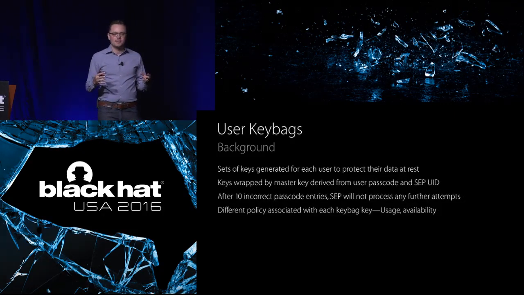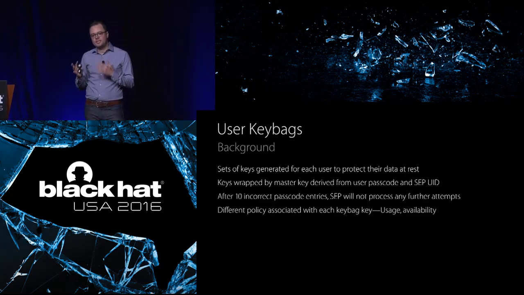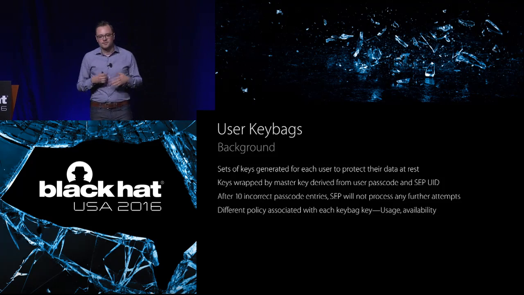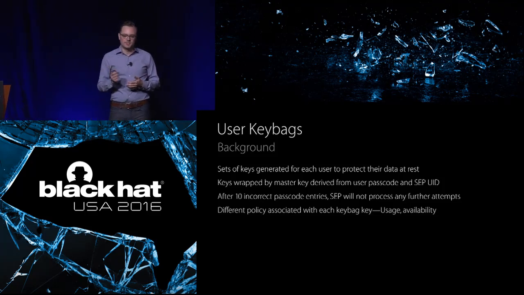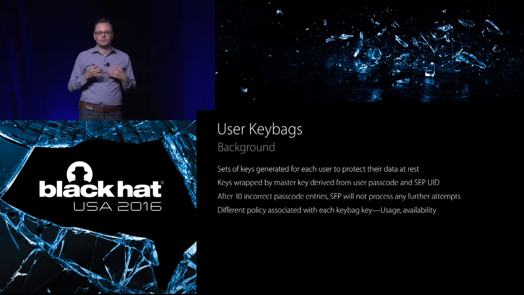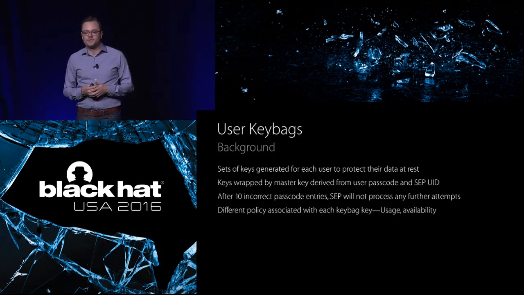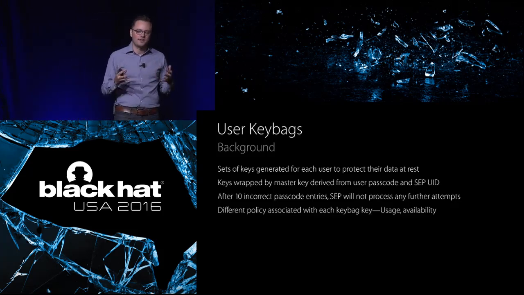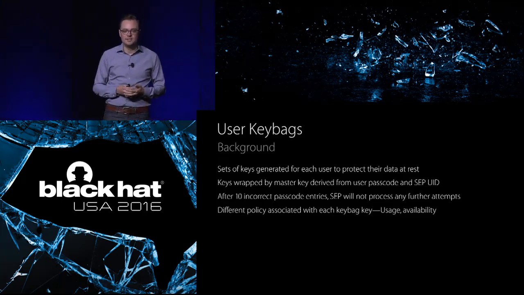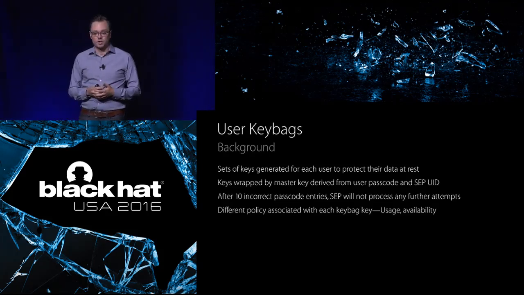Now that we have the UID key, that forms the root device key that will be used in deriving all the rest of the keys. And when it comes to keys that are actually used to directly protect user data, we group them in what we call user key bags. So user key bags are sets of keys generated for each user, and they're wrapped by a master key, which is derived from a combination of the user passcode and the UID key in the hardware. So this lets us make the case that after 10 incorrect passcode attempts, the SEP will simply refuse to process any further attempts. And so long as it refuses to do so, as it's the only thing that can ask for cryptographic operations to take place on the UID key, it is not possible to make any more attempts.